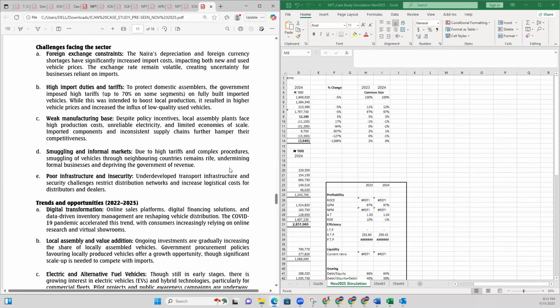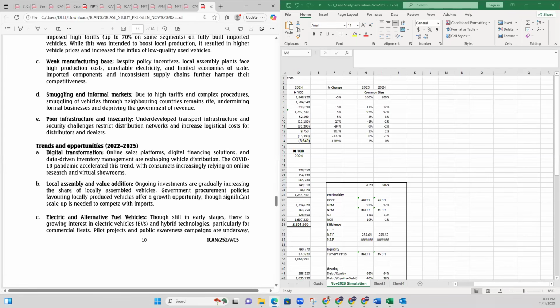D. Smuggling and informal markets. Due to high tariffs and complex procedures, smuggling of vehicles through neighboring countries remains rife, undermining formal businesses and depriving the government of revenue. E. Poor infrastructure and insecurity. Underdeveloped transport infrastructure and security challenges restrict distribution networks and increase logistical costs for distributors and dealers.